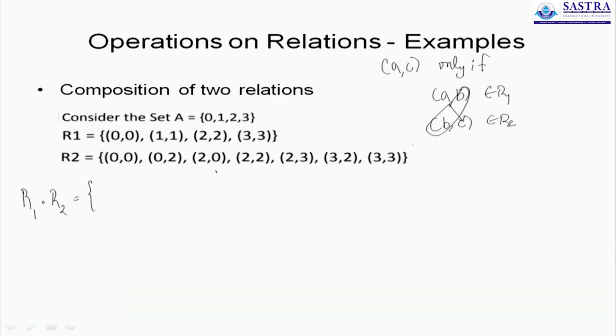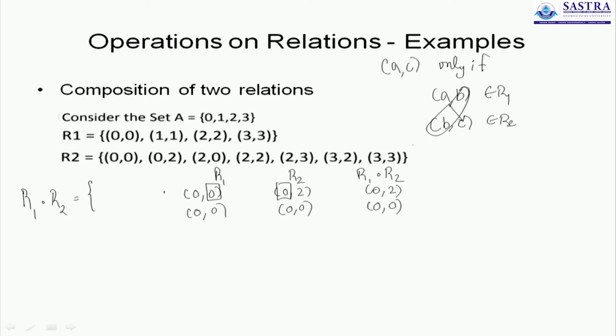So let's write down what we have in R1, what we have in R2, what we have in R1 composition R2. I have 0 0. So anything with a 0 I can pair up. The things with the 0 are 0 2 and only that. So I can pair up these two to get this pair in R1 composition R2. I cannot pair anything else with 0 0 because nothing else starts with 0. Only 0 0 and 0 0 can be paired to get back 0 0.